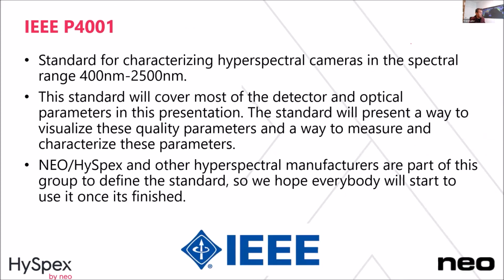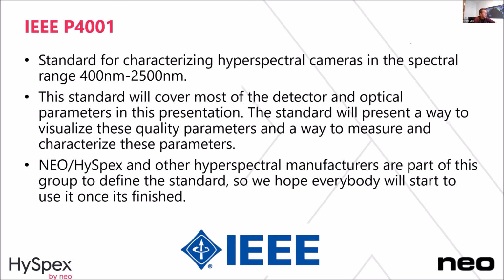And then 2 more slides. As I mentioned earlier, you have the IEEE project that is making a standard for characterizing hyperspectral cameras in the spectral range 400 to 2500. This standard will cover most detectors and optical parameters that I have mentioned in this presentation, but not the operational side, but everything we had before the break.